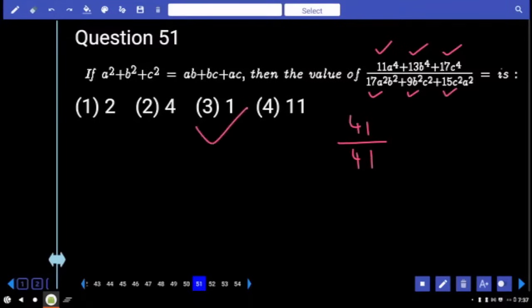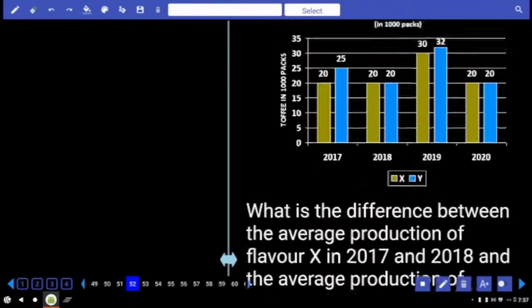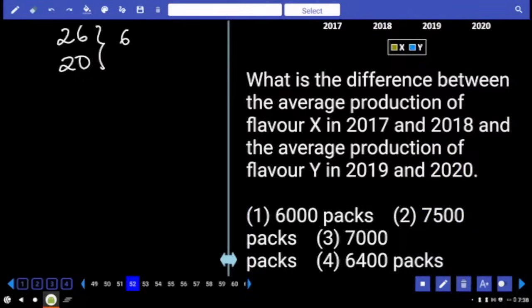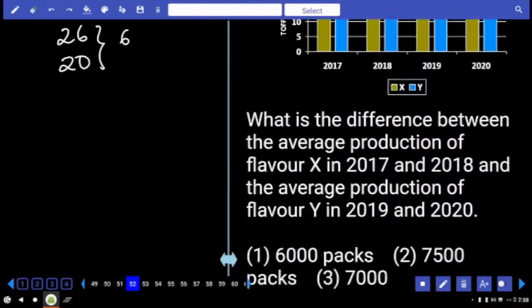Answer 1. What is the difference between average production of flavor X in 2017 and 18, and average production of Y in 2019 and 20? X in 2017, 18: X value 20, 20. Average is also 20. Y in 2019 and 2020: sum is 52. Average is 26. Question is about difference, right? 6. All are in thousands, sir? Yes. All are in 1000 packs, so 6000 answer, first option.